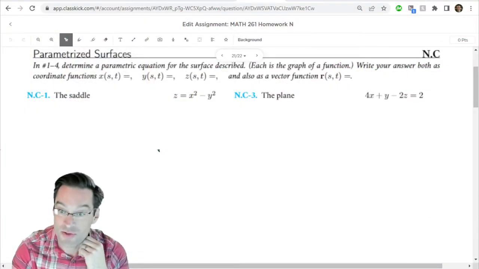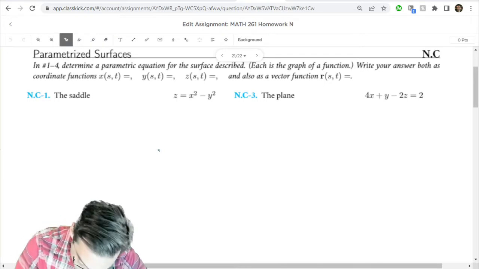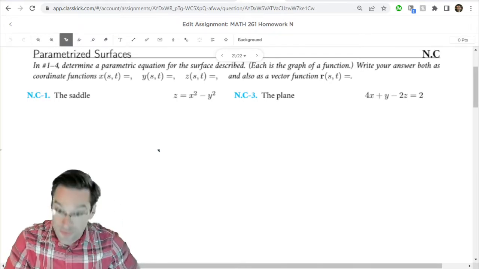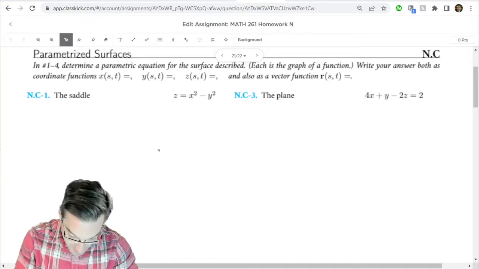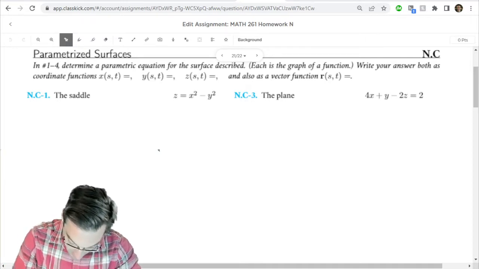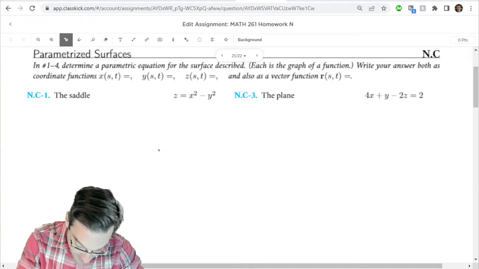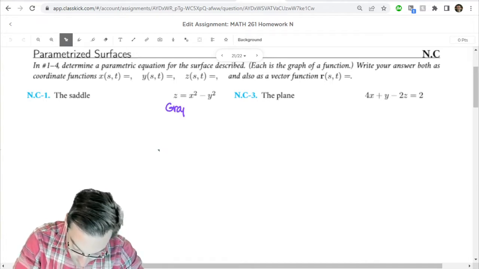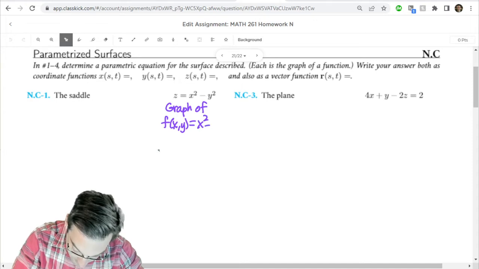Starting with a surface which is the graph of a function. So here we have z equals x squared minus y squared. So this is a graph of the function f of x and y equals x squared minus y squared. So just to set our terminology here, when I say graph of a function, that is what I mean. So this is a graph of the function f of x, y equals x squared minus y squared.